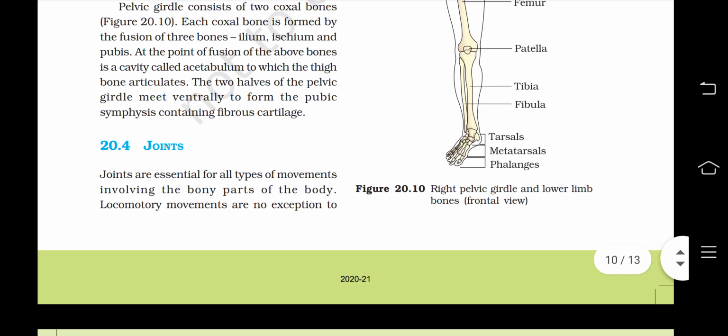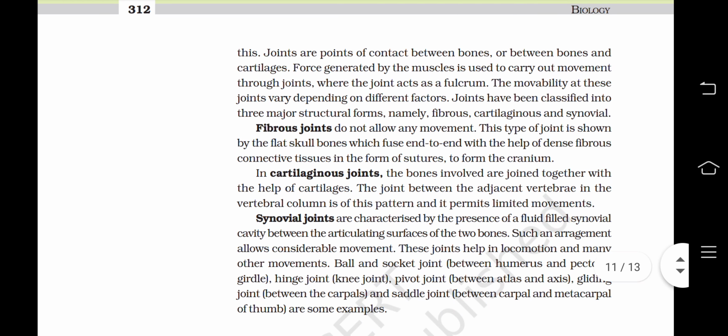Now joints. Joints are essential for all types of movements involving the bony parts of the body. Locomotory movements are no exception to this. Joints are points of contact between bones or between bones and cartilages. Force generated by the muscles is used to carry out movement through joints, where the joint acts as a fulcrum. The mobility at these joints varies depending on different factors.